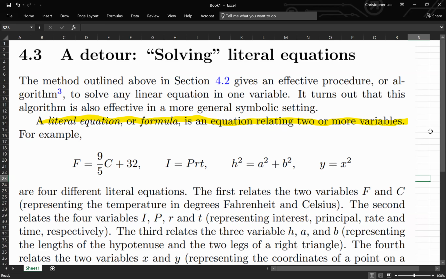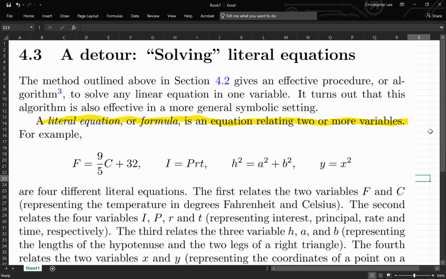So 4.3, we're going to take a detour into solving literal equations. The method outlined in the previous section gives an effective procedure, or algorithm, to solve any linear equation in one variable. It turns out that this algorithm is also effective in a more general symbolic setting. So a literal equation, or formula, is an equation relating two or more variables.